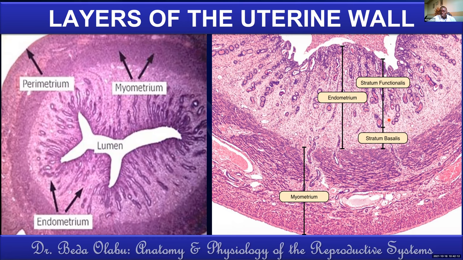And during implantation, the conceptus, the blastocyst, comes and implants at that junction. It usually reaches that far, the stratum basalis. The junction between functionalis and basalis is the farthest that the conceptus reaches during implantation.